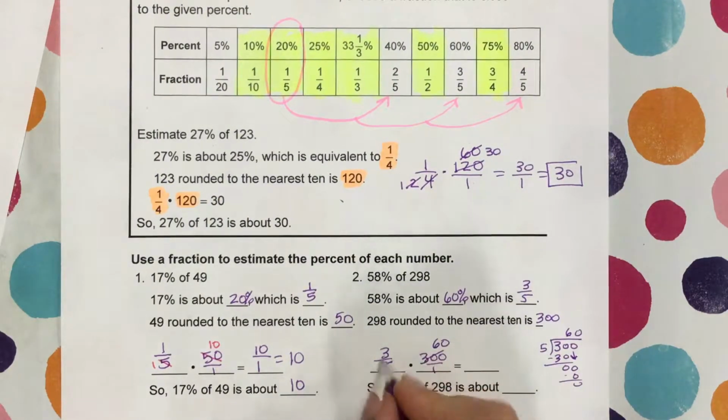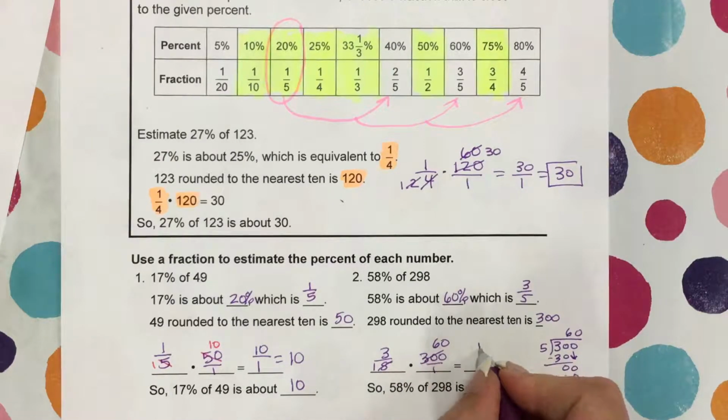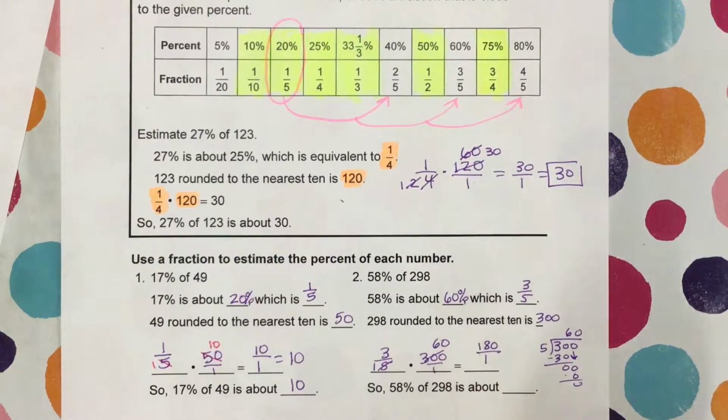And 5 goes into itself 1 time. We multiply across. So now we're going 3 times 60. When there's this 0 there, we can just go 3 times 6 is 18 and then add the 0, so we know it's 180. 1 times 1 is just 1. So we end up with 180 as our answer. So that means that 58% of 298 is about 180.